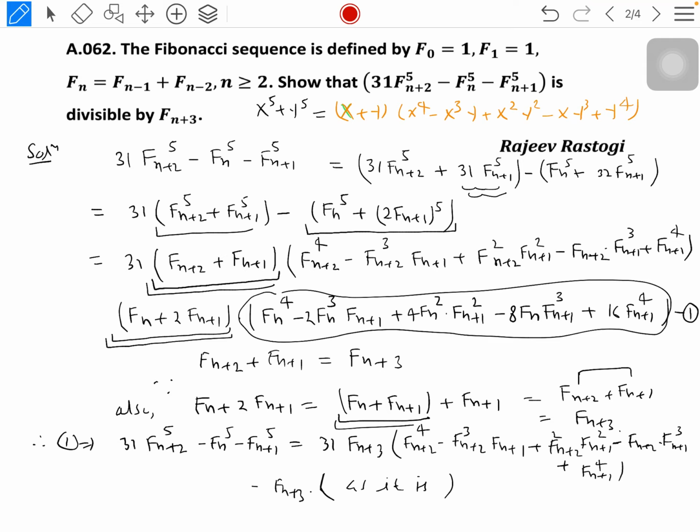Okay, now you can see the right hand side. There is a difference of two terms, and each term contains the factor f(n+3). So we can say that f(n+3) divides 31 times f(n+2)^5 minus f(n)^5 minus f(n+1)^5. That is, f(n+3) becomes a factor of this, and hence proved. Thanks for watching.